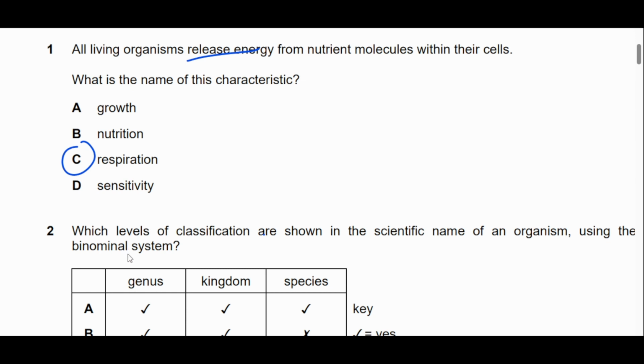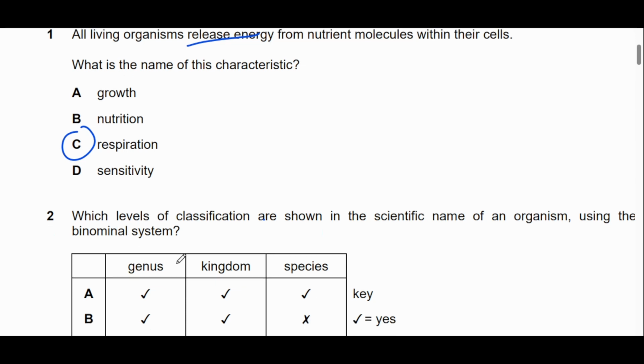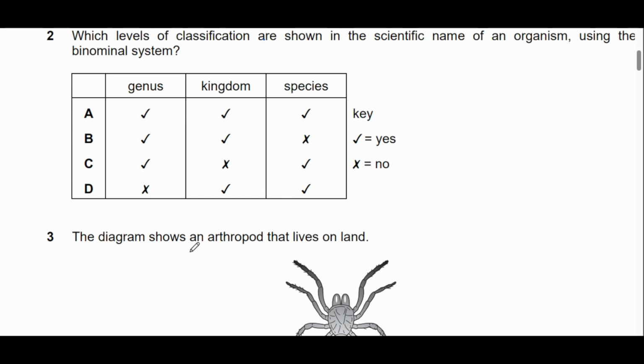Okay. Which levels of classification are shown in the scientific name of an organism using the binomial system? So, firstly, when you're talking about the binomial system, how you name species would be first using the genus, followed by the species. It will be genus and species. So therefore, the answer will be C, right? Because kingdom is not in it.